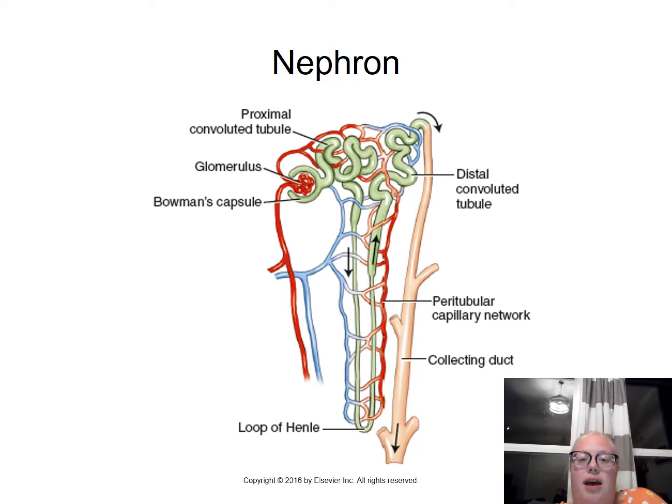This is actually a nephron, and these are found in the kidney. So these are very fundamental units of the kidney. Each nephron has what's called a glomerulus, a Bowman's capsule, and a tubular portion that consists of the proximal convoluted tube, the loop of Henle, the distal convoluted tube, and a collecting duct.